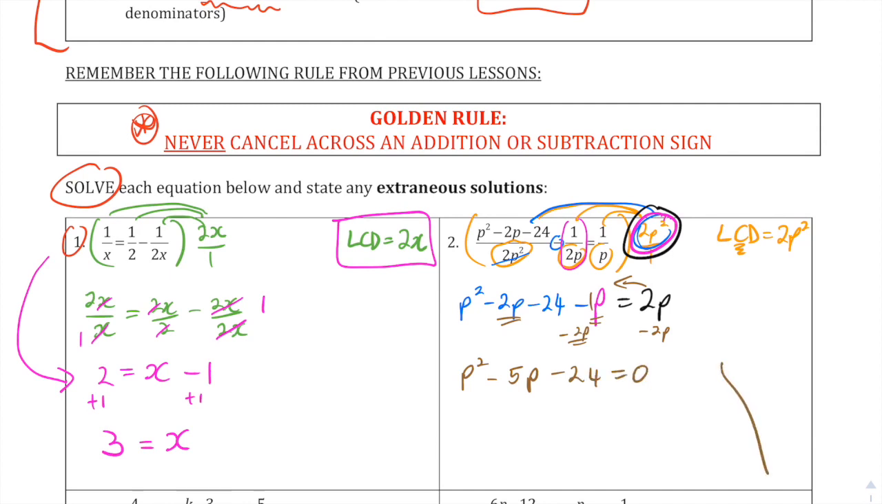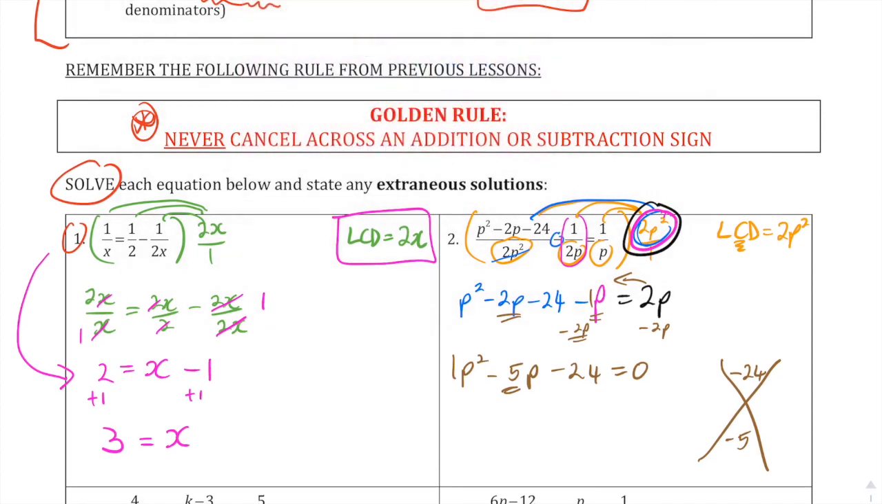We're now going to solve that by factoring, so we'll use our grid. 1 times minus 24, I need numbers that can multiply to give me minus 24 and add and subtract to give me minus 5. The factors we're after, 8 times 3 will give us 24, and add and subtract for the minus 5. Specifically, we need minus 8 and plus 3. So I'll write it in expanded form: p squared plus 3p minus 8p minus 24 equals 0.